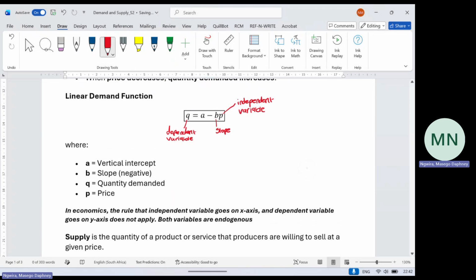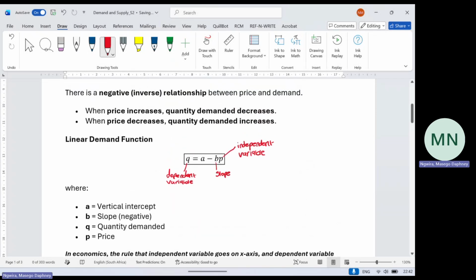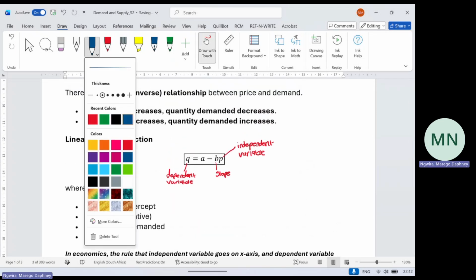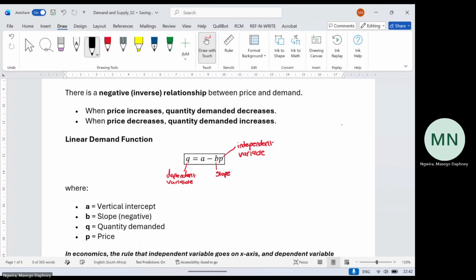With the slope, if you can remember from the first lesson, if your linear function is y equals mx plus c, m is going to be your slope, and the slope is given as y2 minus y1 over x2 minus x1. So this is how we solve for the slope, meaning the change in y over the change in x.